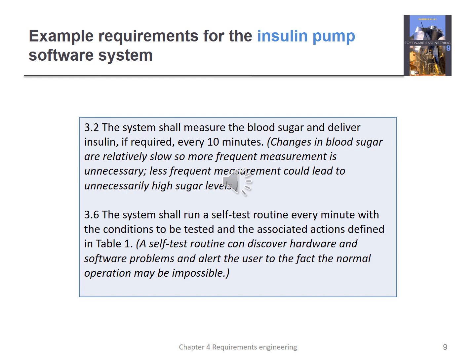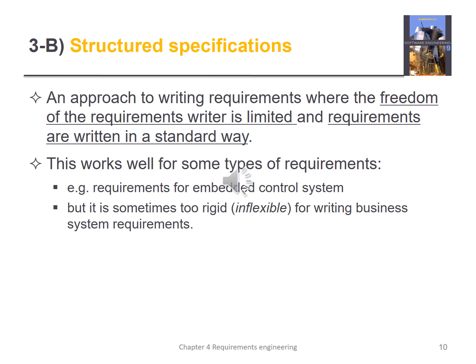Another example: the system shall run a self-test routine every minute, with the conditions to be tested and the associated actions defined in table 1. The rationale: a self-test routine can discover hardware and software problems and alert the user to the fact that normal operation may be impossible. Well, because of the problems of natural language, as we said, lack of clarity, amalgamation, requirements mixed up, it is tough for us to compile all these requirements when they come from many different users.